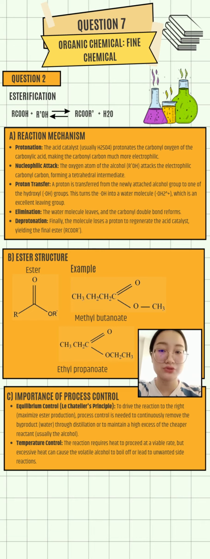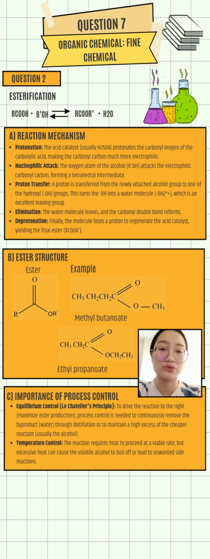B is the ester structure, which is derived from the carboxylic acid and alcohol, where a carbonyl group is bonded to an oxygen atom that is further linked to an alkyl or aryl group. Lastly, C is the importance of process control, of which the first is equilibrium control, which is to drive the reaction to the right, to maximize ester production.